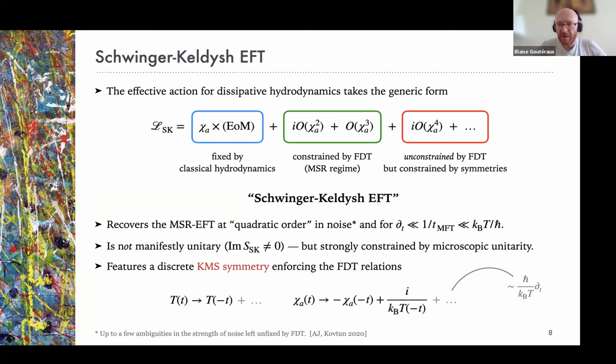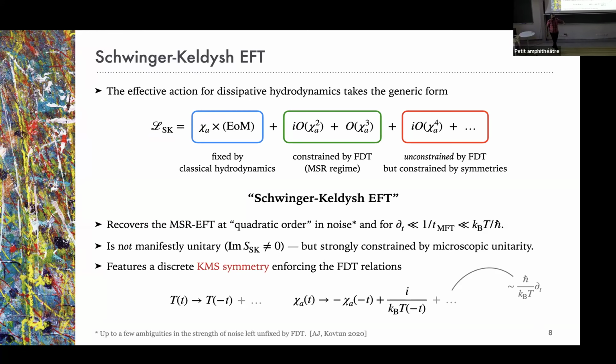Just to connect to something that I think I know better, if I just take a Schwarzschild black hole in AdS and compute its effective field theory, temperature is the only scale, so I can easily realize the two inequalities on the left and on the right. But I don't think I exactly know what t MFT is supposed to be.